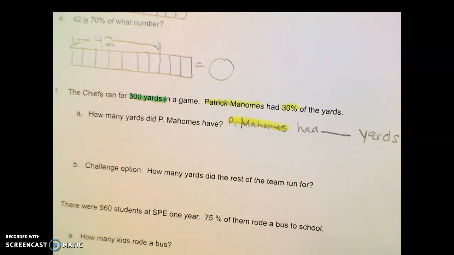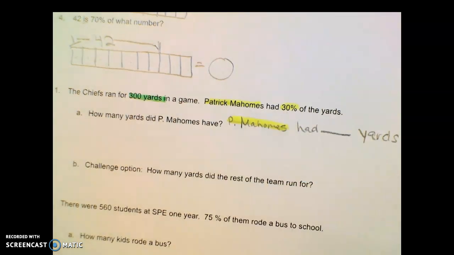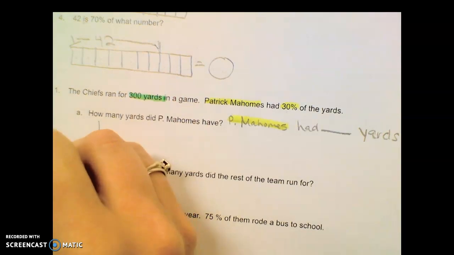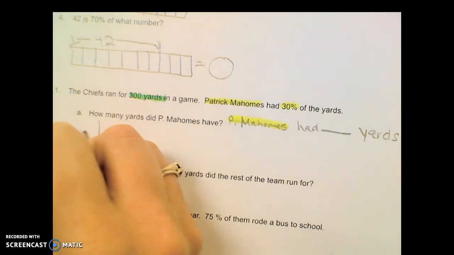So how can I make a model for this? Well, if I need 30%, which model would best show me 30%? It would be my tens model. So what are we talking about? We're talking about running yards. Take some notes.